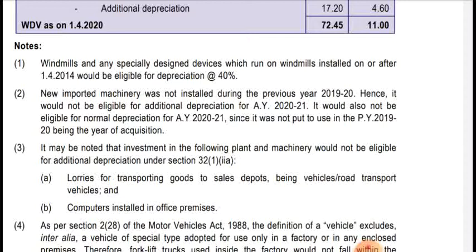Number 2, new imported machinery was not installed during the previous year 1920. Hence, it would not be eligible for additional depreciation for the assessment year 2021. It will also not be eligible for normal depreciation for the assessment year 2021 since it was not put to use in the previous year 1920, during the year of acquisition. So no normal depreciation, no additional depreciation.